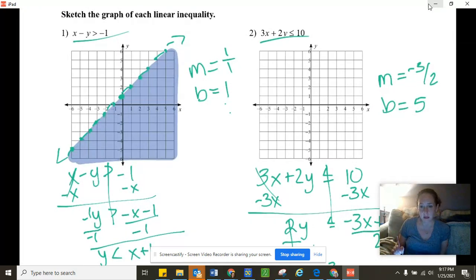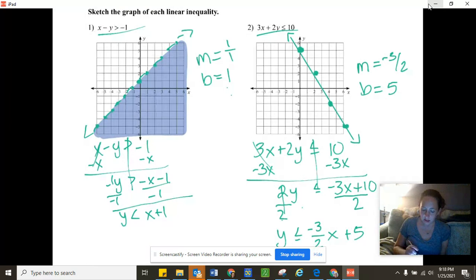And I can graph from there. So I start at 5. And since it's -3/2, I'm going to go down 3 spaces and right 2. I'm going to follow that same pattern and go down 3 and right 2. And since there is a line under my symbol, because it's or equal to, I will draw a solid line. And since it is less than or equal to, I'm going to shade beneath the line below.